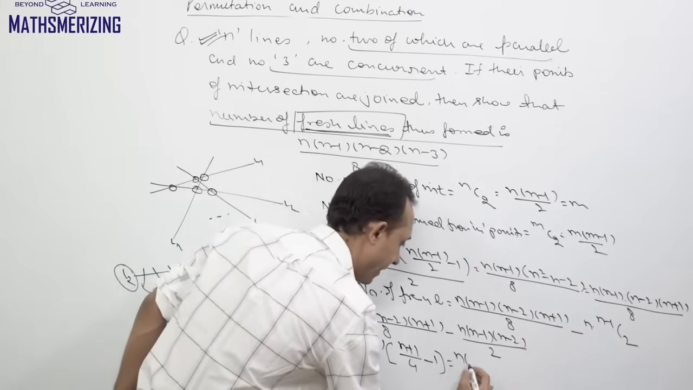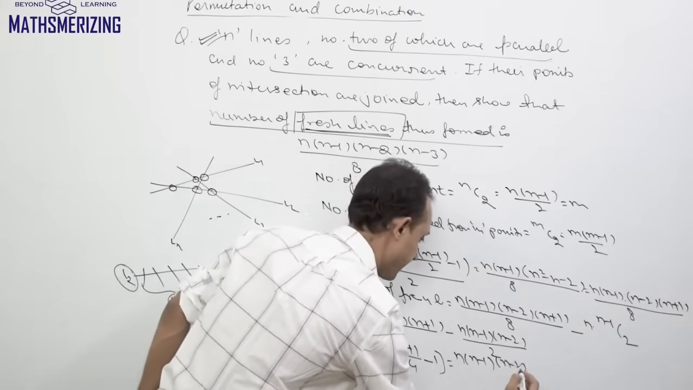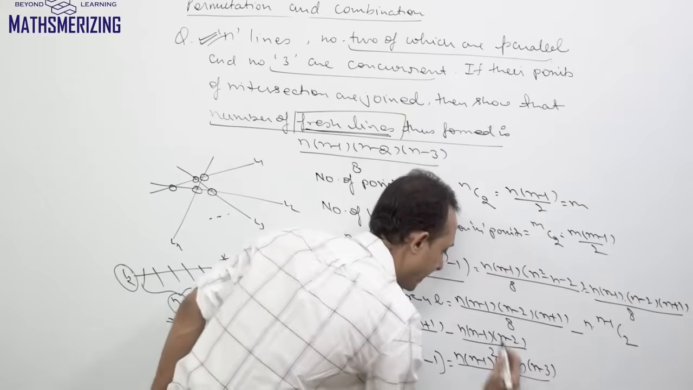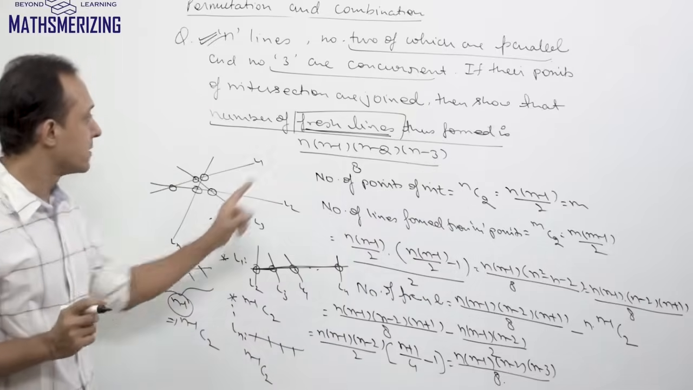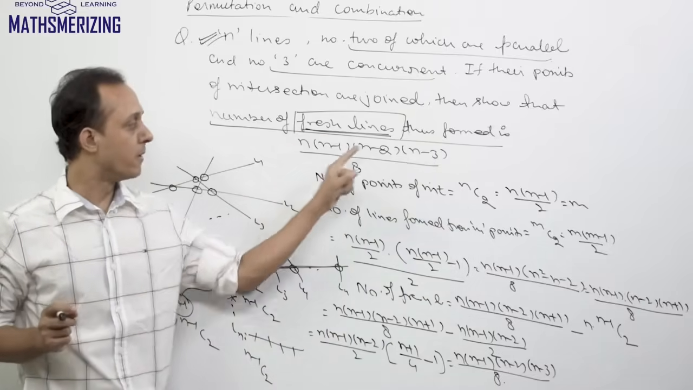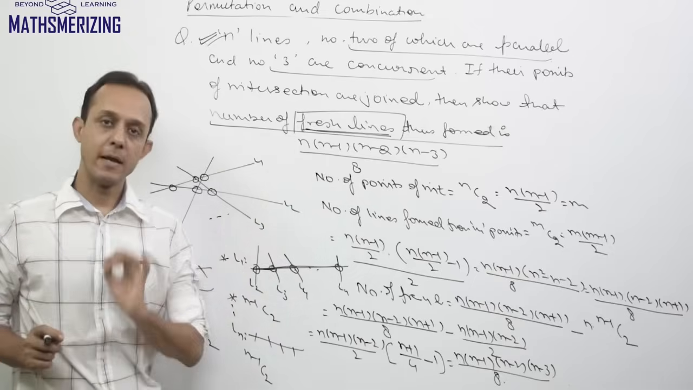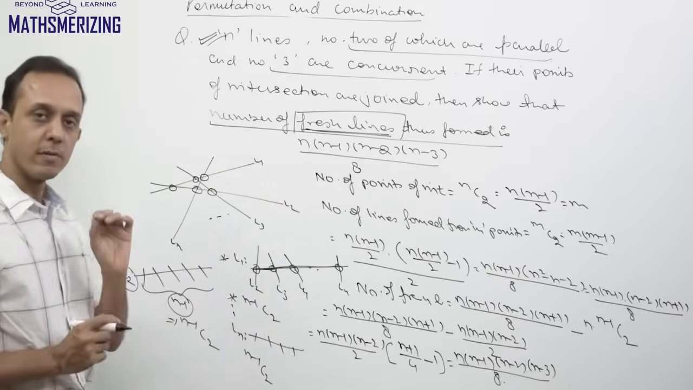So now it will be n minus 1, n minus 2, n minus 3 whole divided by 8. So the number of new lines, or the number of fresh lines thus formed, is n minus 1, n minus 2, n minus 3 whole divided by 8. So this is how we solve these questions.